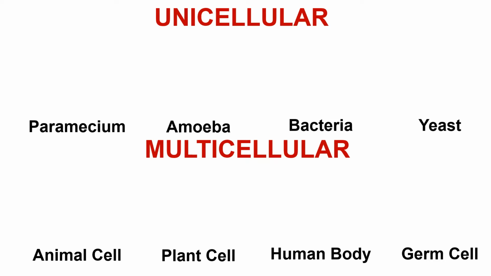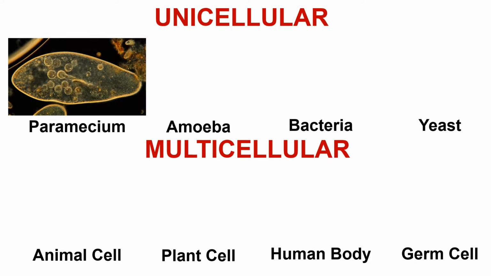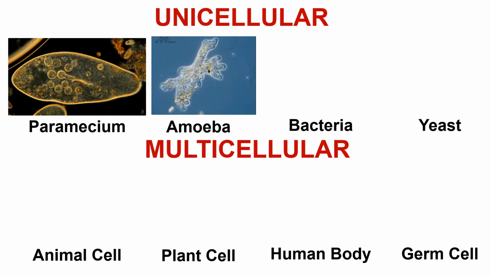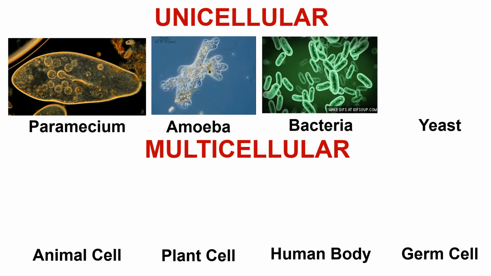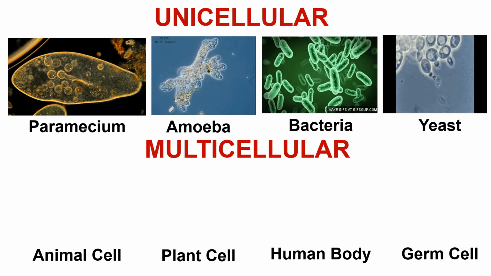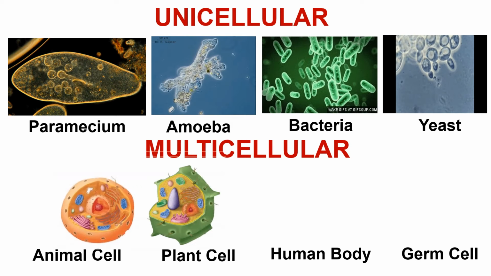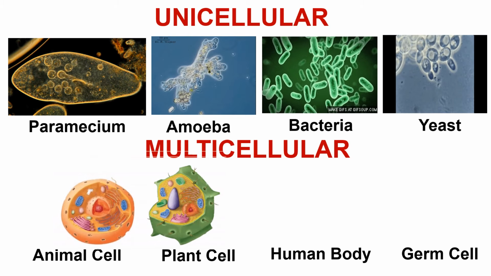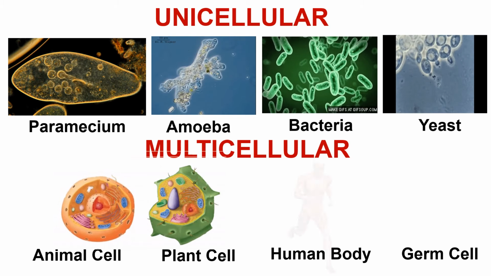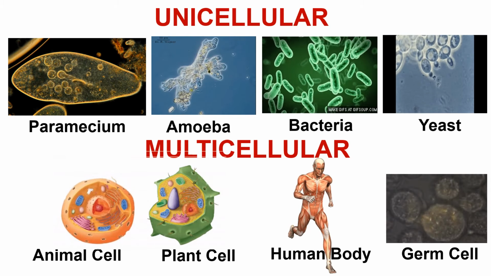All living things are made up of cells. Some are unicellular and some are multicellular. Unicellular organisms that are mostly known are paramecium, amoeba, bacteria, and yeast. The multicellular organisms include animal and plant cells, and the human body, and germ cell.